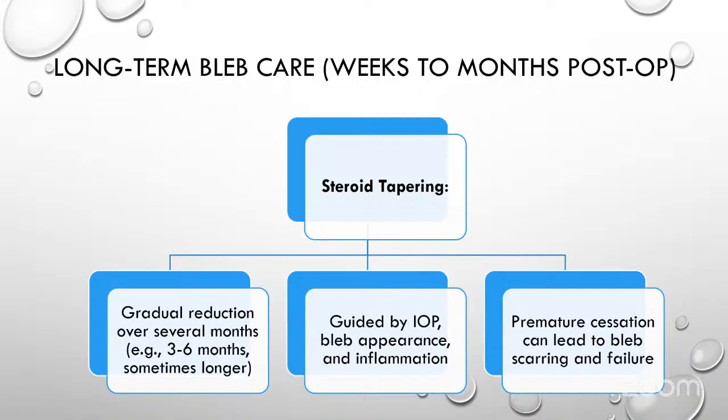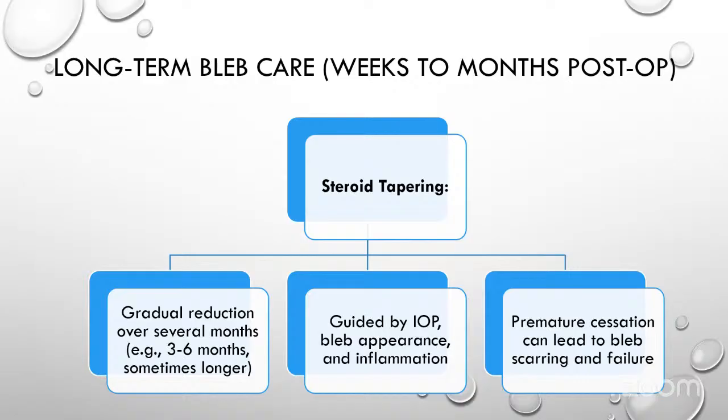We also know that the tapering of the steroid is also influenced by the intraocular pressure we are seeing, the bleb appearance, as I mentioned. And it's important to say that premature cessation of steroid is a recipe for bleb failure. The Caucasian eye, sorry to say, most of them by 6 weeks, they've stopped their steroid. We can't try that in our eyes. Try stopping steroid by 6 weeks.